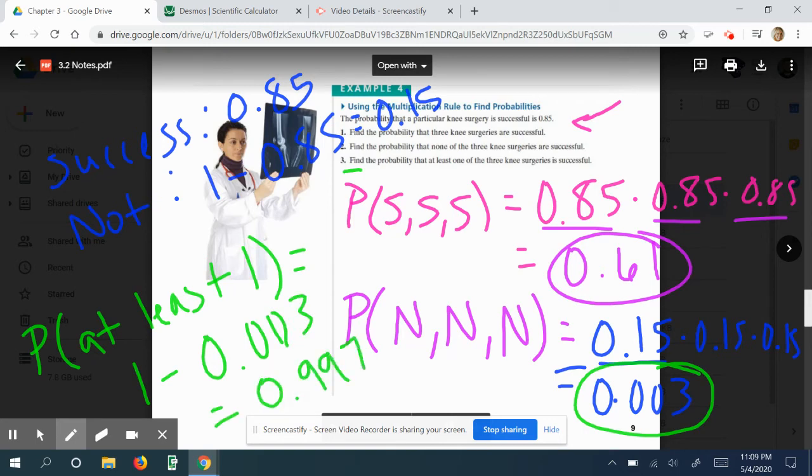So think about that. If a surgeon was going to perform 3 surgeries in a row and the probability of success is 85%, if they did 3 in a row, the probability of at least one of them being successful is 99.7%. So if you and 2 other people were sitting in a room having knee surgery, you'd think it's very likely that at least one of you is going to have a successful knee surgery.